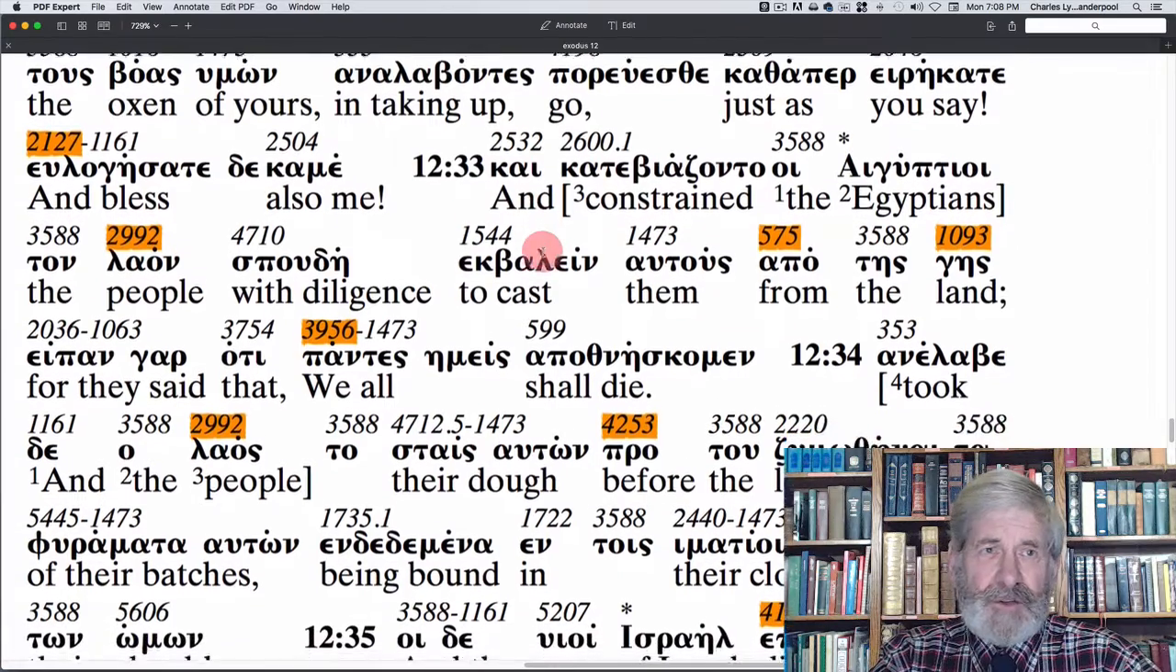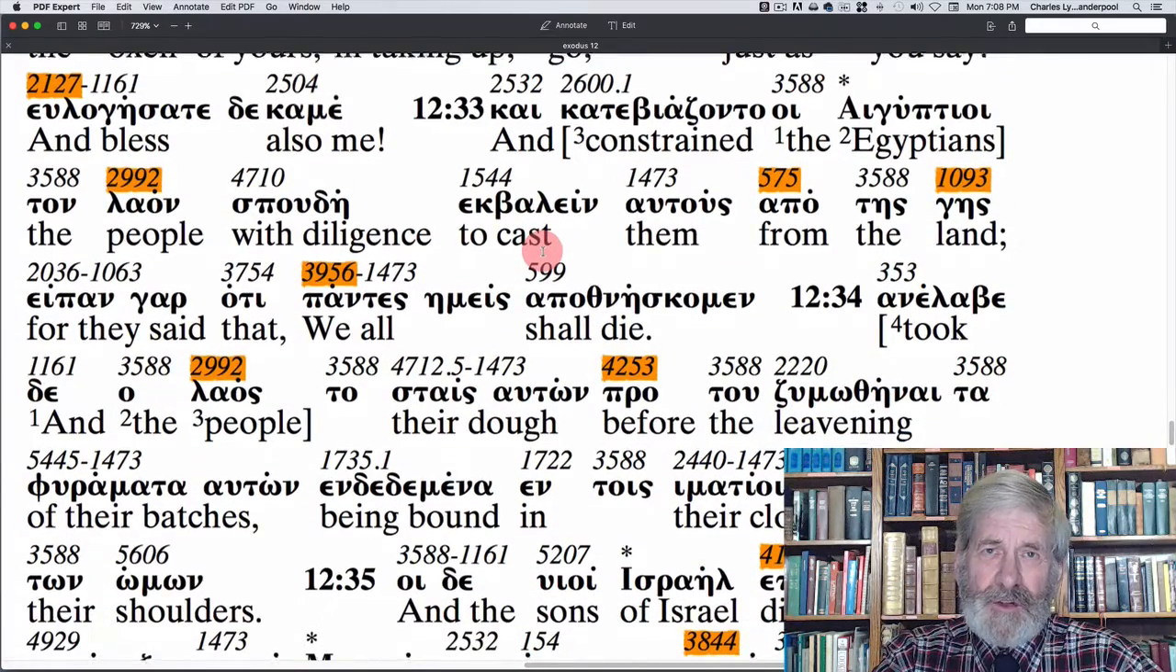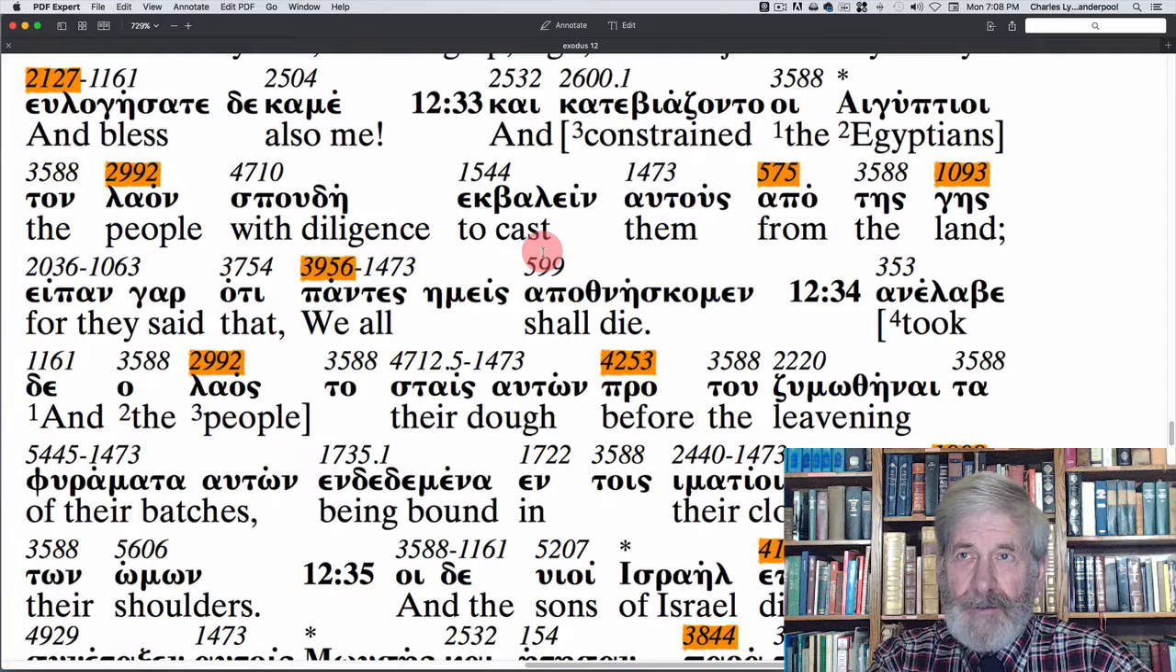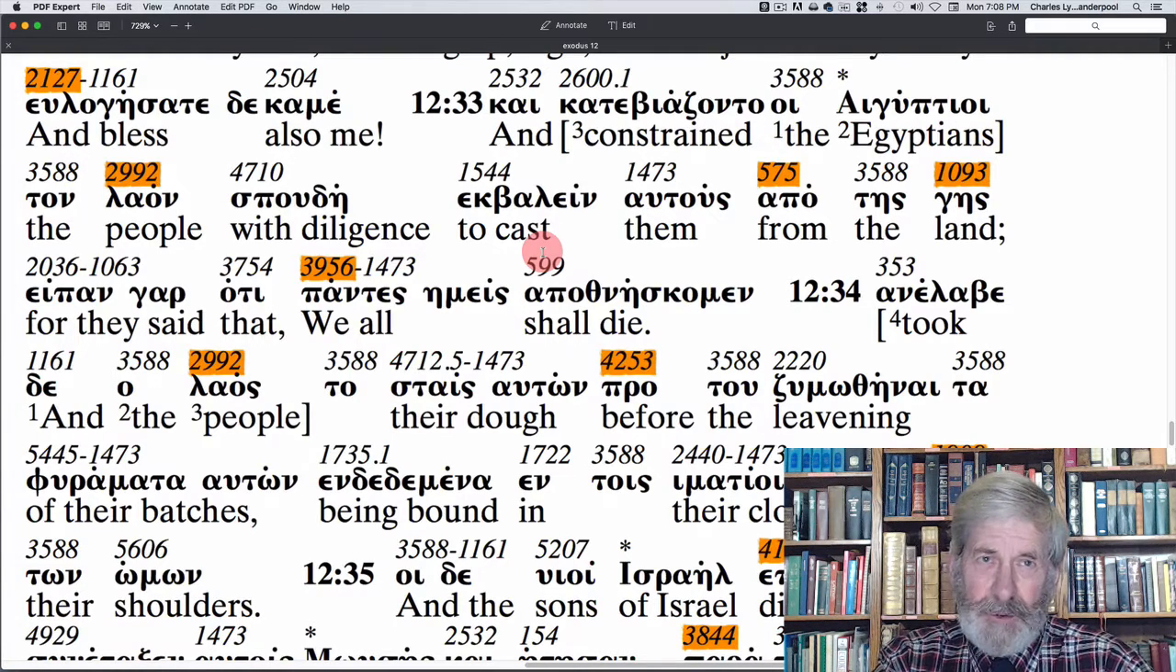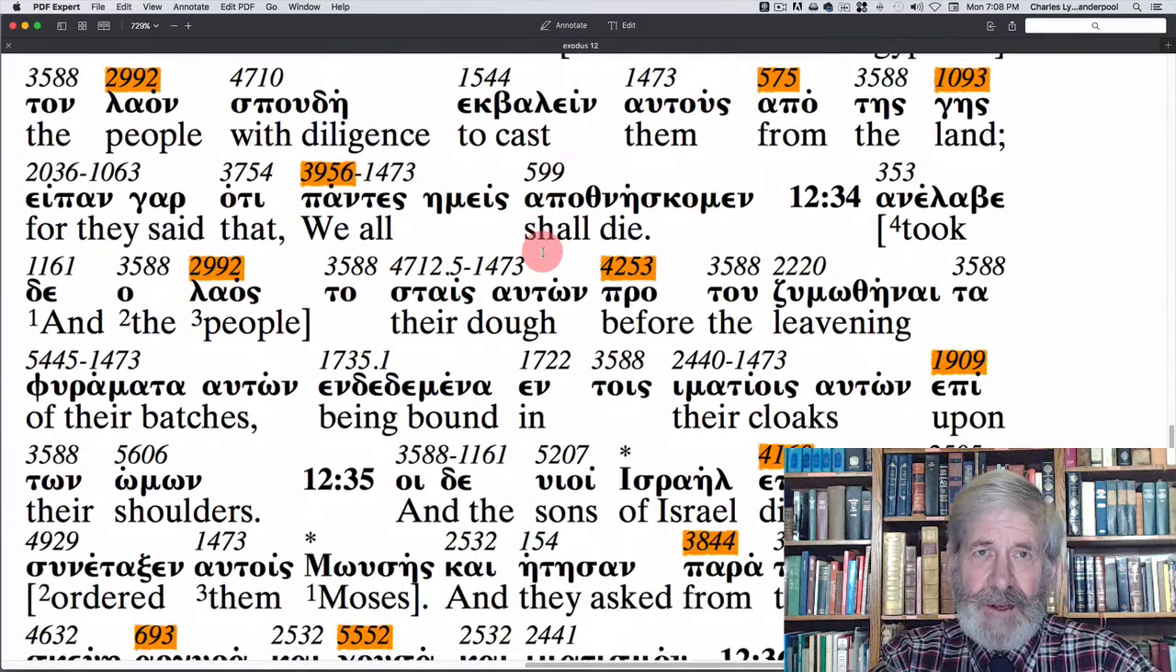Evlogisate is a verb for giving a eulogy, or we have eulogize, evlogi, eulogy, good words. And the Egyptians constrained the people with diligence to cast them from the land. So they got the people together to get them out of here as fast as they possibly could. We want them gone. For they said that we'll all die.